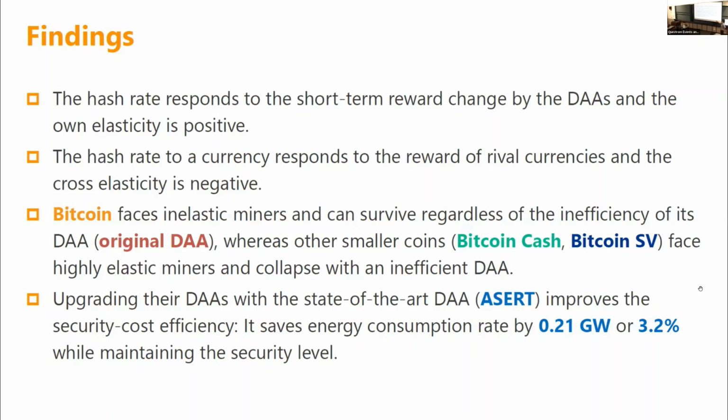We find that Bitcoin faces inelastic miners and can survive regardless of the inefficiency of its DAA, which is termed the original DAA in this paper, whereas other smaller coins, Bitcoin Cash, Bitcoin SV, and so on, face highly elastic miners. Because of this, they are in trouble if they use an ancient DAA such as the original DAA. What we found is that the state of the art DAA, ASERT, is quite good. If all the cryptocurrencies move to ASERT, then the security cost efficiency of these SHA-256 cryptocurrencies is improved by 0.2 gigawatts or 3.2% while maintaining the security level.